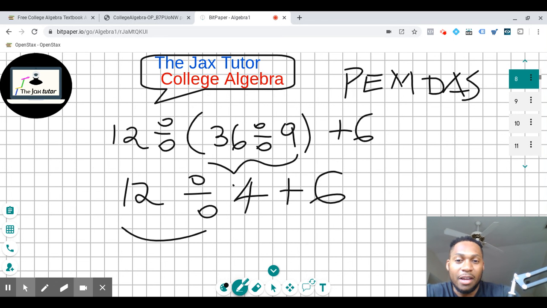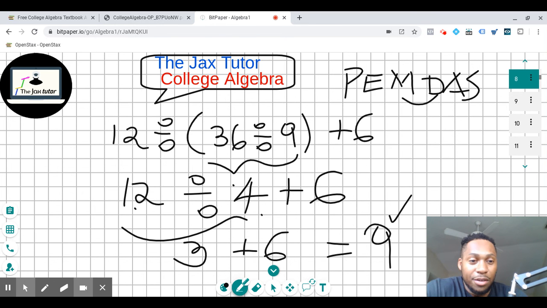What is 12 divided by 4? We know multiplication and division comes before addition. So 12 divided by 4 is 3, plus 6. What is 3 plus 6? It is equal to 9. And that should do it for this one.